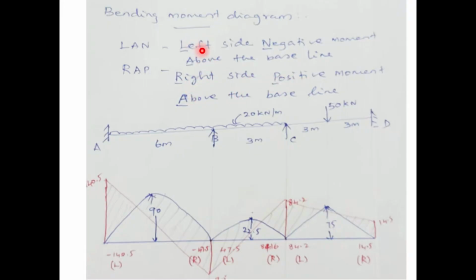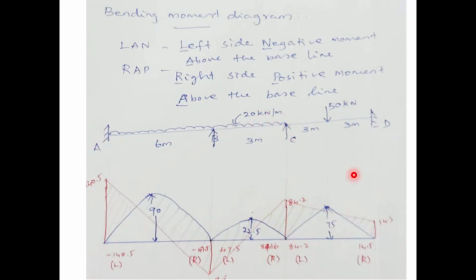Suppose you are getting left side positive, it should be below the baseline. If you are getting right side negative, it should be below the baseline. Remember these two words, LAN, wrap: left side negative moment above the baseline, right side positive moment above the baseline. To draw the bending moment diagram, first you draw the given beam, the continuous beam.